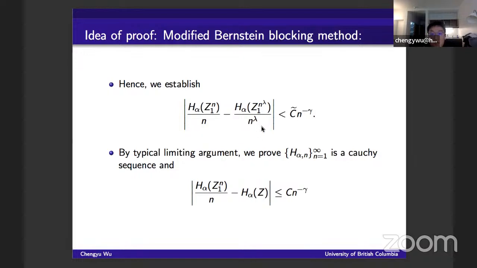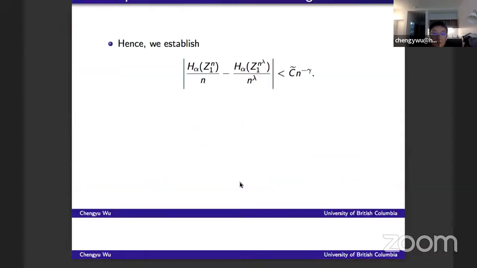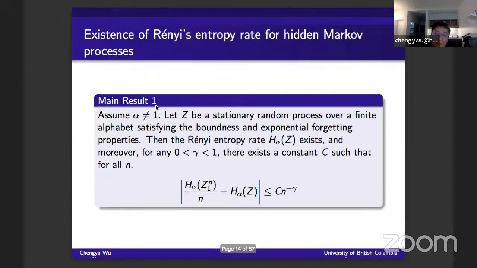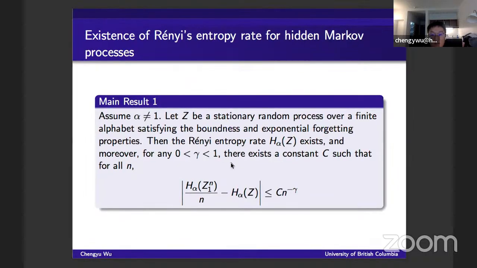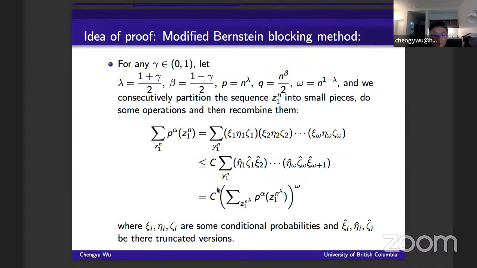And moreover, because here we have a polynomial convergence rate, by doing a typical limit argument, we also have the polynomial convergence rate of the linear entropy rate. So this is what we want to prove. Okay. So in particular, in our first result, we show the existence of the linear entropy rate for the class of random processes, and also we have a convergence rate.